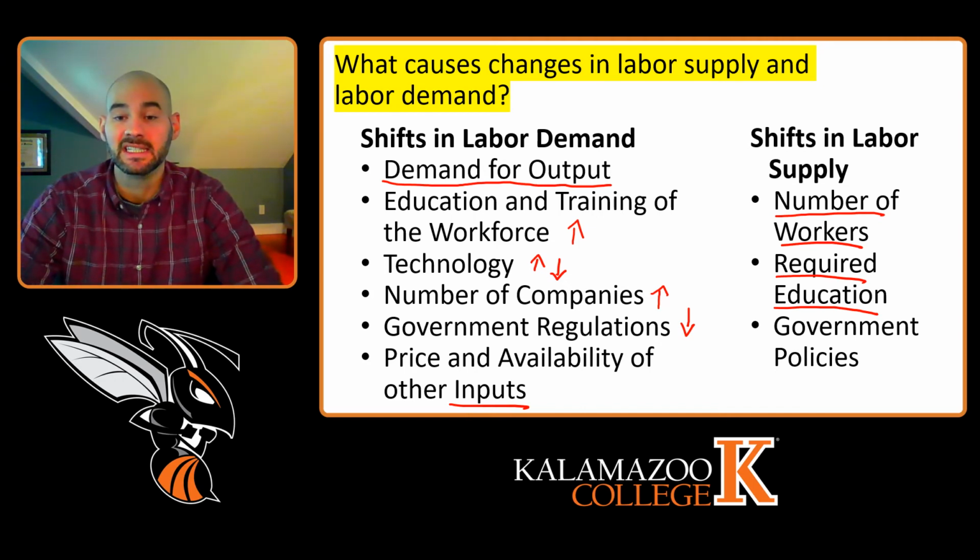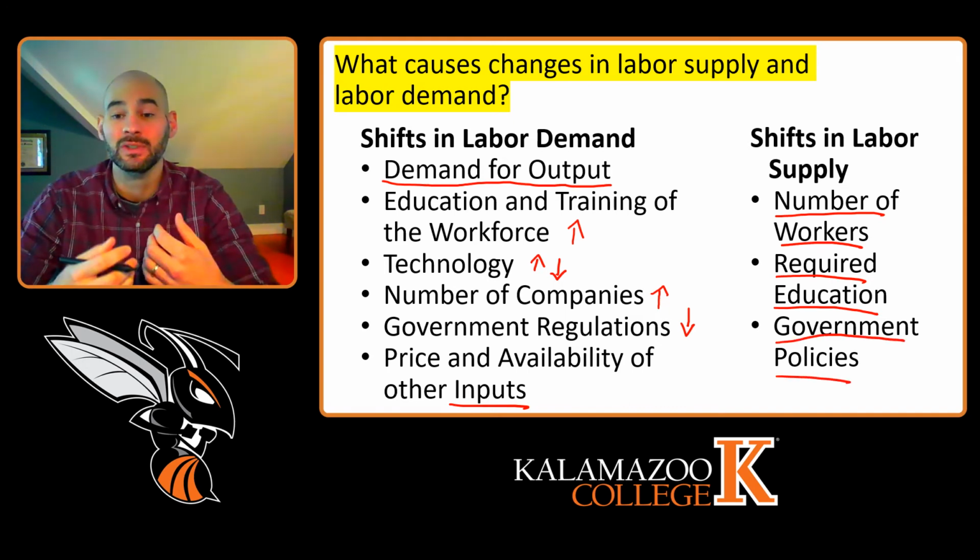Similarly, government policies can work in different directions, and it's going to depend again on whether it's going to make it easier for people to work or make it more restrictive. So we'll look at some examples of these coming up next.